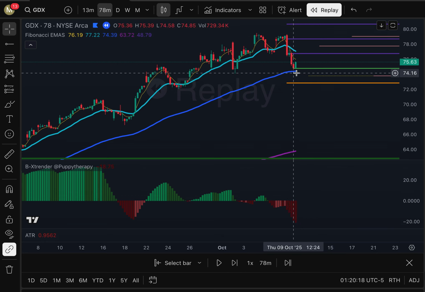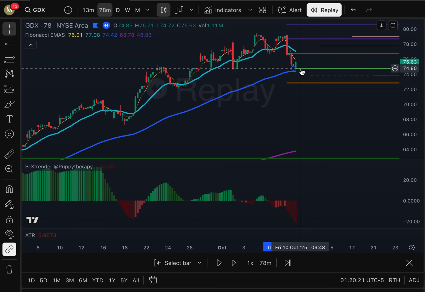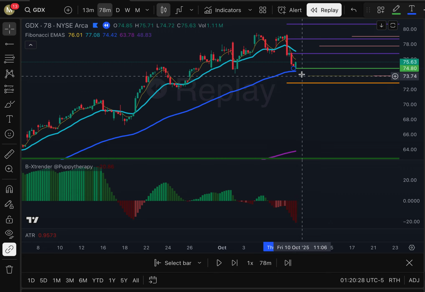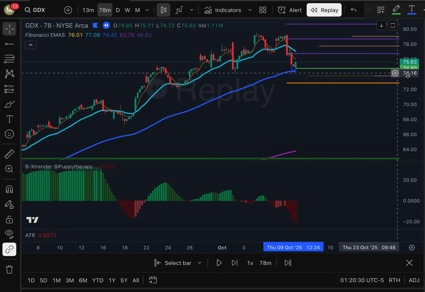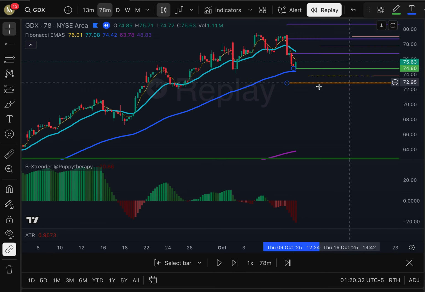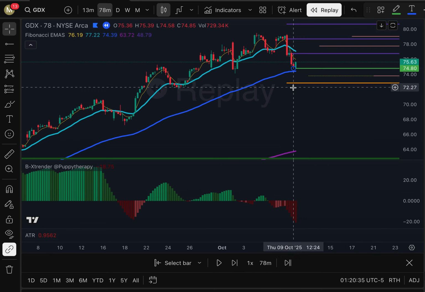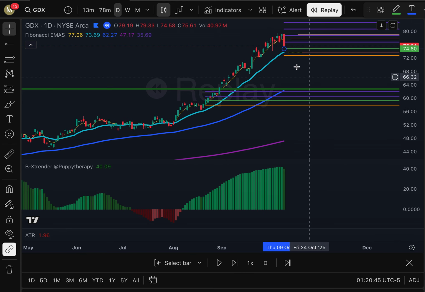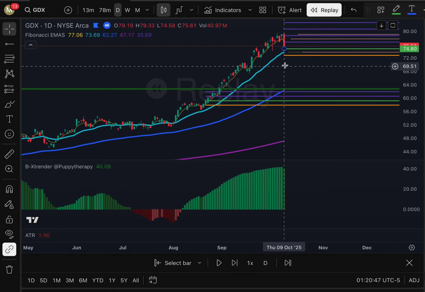And so my entry was right here, this is on October 9th. And I entered at a price of $74.80. And what I like to do is, let's go back to the daily chart here. What I like to do is set my stop loss about 1 ATR below my entry price.